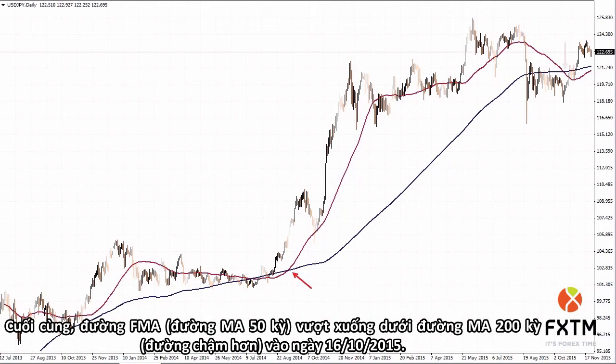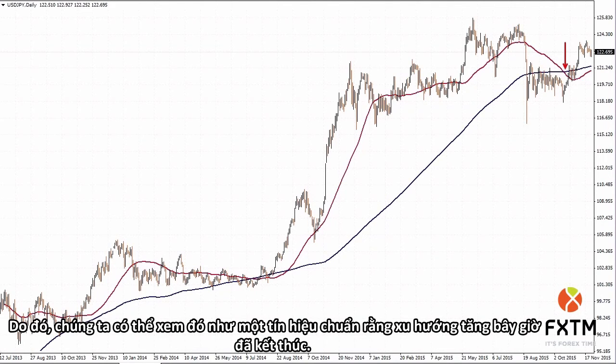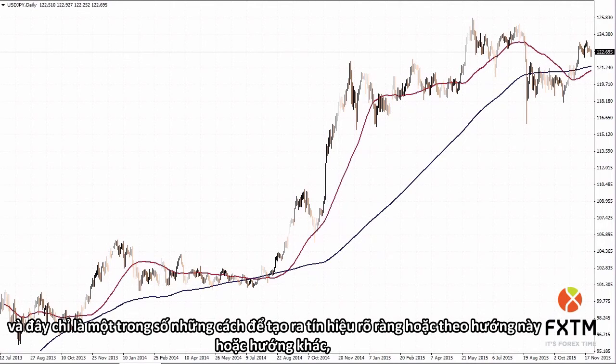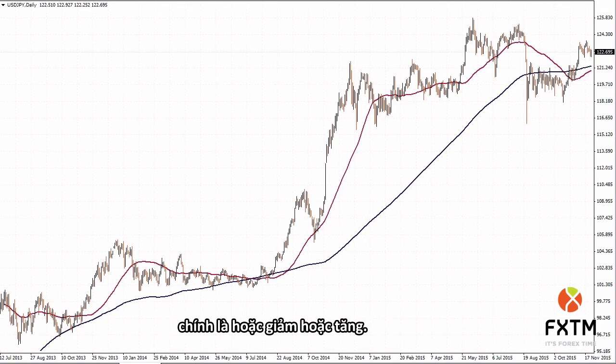Then finally, in October of 2015, the fast moving average, the 50 period moving average, crossed below the 200 period moving average, or the slower one, on the 16th. So we would look at that as a benchmark signal that that bullish trend is now over. So the trend had gone flat for a while and now is really starting to degrade. And this is one of those ways to create an unambiguous signal, one direction or the other. It's either bearish or it's bullish.